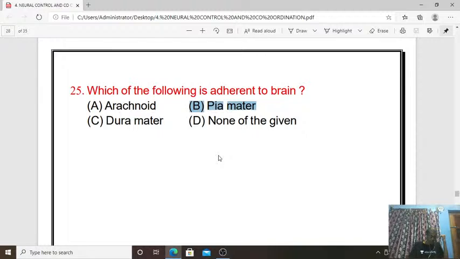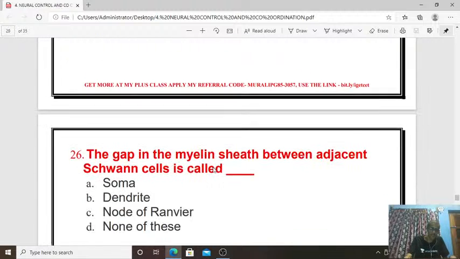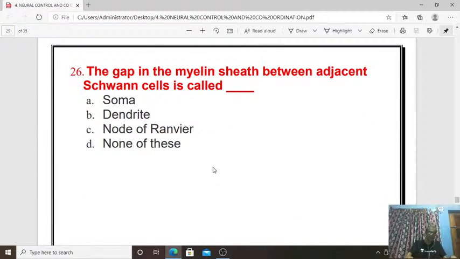Okay. So answer is B for 25th question. Next, 26th question. The gap in the myelin sheath between adjacent Schwann cells is called what? Few more questions. Total 30 questions are there.